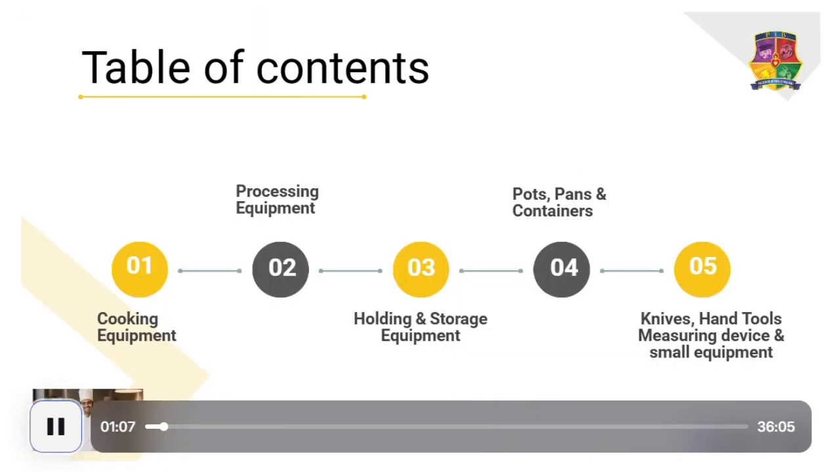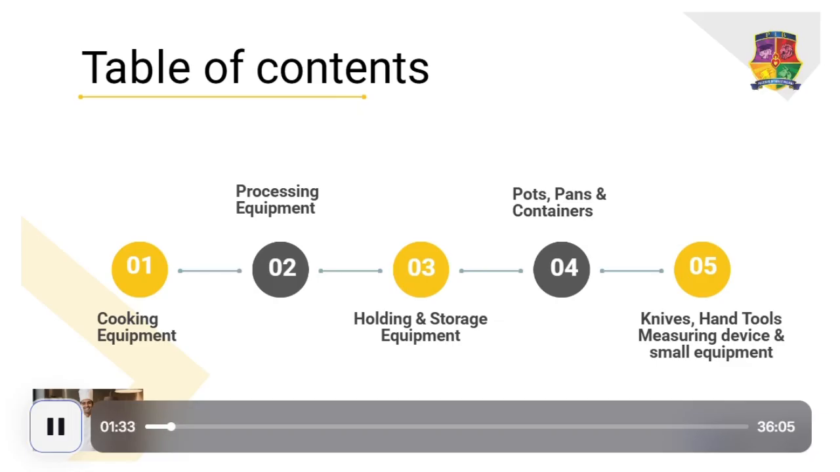Before we go into the details, let's first look at the topics we are going to cover in today's session. There are 5 main areas that we will discuss. First, cooking equipment, which covers the main equipment used for cooking processes. Second, processing equipment, which focuses on equipment used to prepare and process ingredients before they are cooked. Third, holding and storage equipment, which helps us maintain and protect the quality of food during storage or holding.